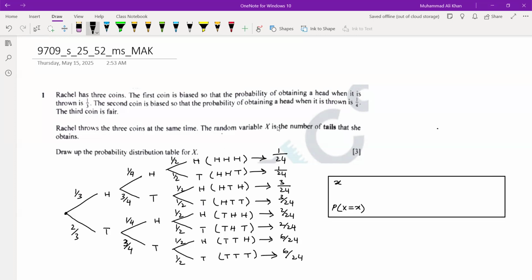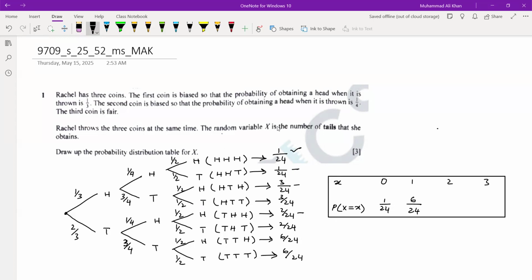Now, draw up the probability distribution table for X. And what is X? The number of tails. So it is possible 0 tail, 1 tail, 2 tails, and 3 tails. For 0 tail, we have 1/24. For 1 tail, we have this one and this one. Add all of them. So it will be 6/24.